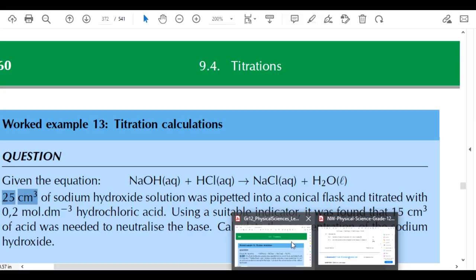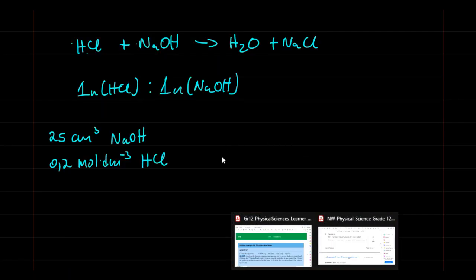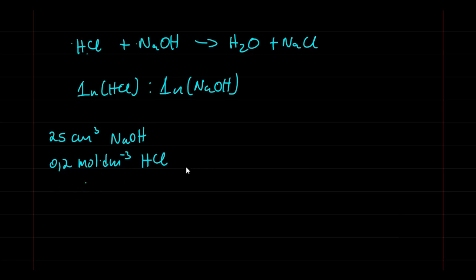What else did they give us? They gave us the volume, 15 cubic centimeters of HCl. By definition, a solution with known concentration is called a standard solution. So this is our standard solution, right? HCl is our standard solution, what we call our titrant, and this is our analyte.